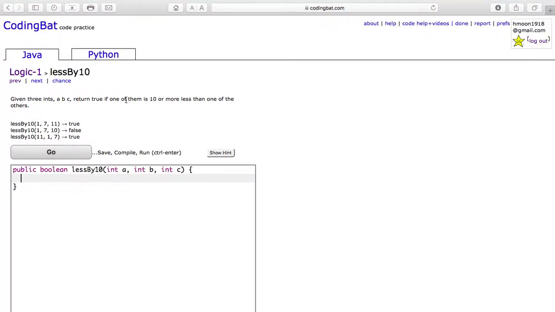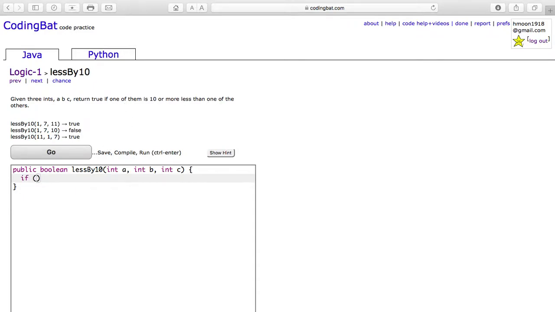Today, we will be doing the problem lessBy10 on Logic 1 in CodingBat. The problem reads: given 3 ints, A, B, C, return true if one of them is 10 or more less than one of the others.